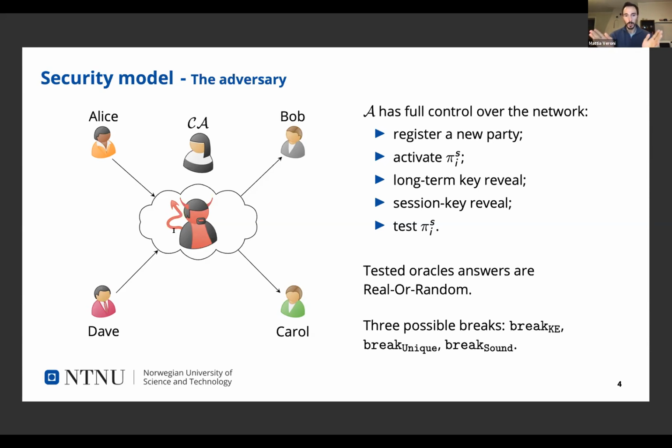And all oracles will issue random keys or real keys. So the adversary can break the protocol in three different ways. Breaking the key exchange and can guess, for example, the initial bit B. It can break the uniqueness of the relationship between partner oracles, or it can break the soundness of the scheme. So two partner oracles compute two different keys, but they accept it.